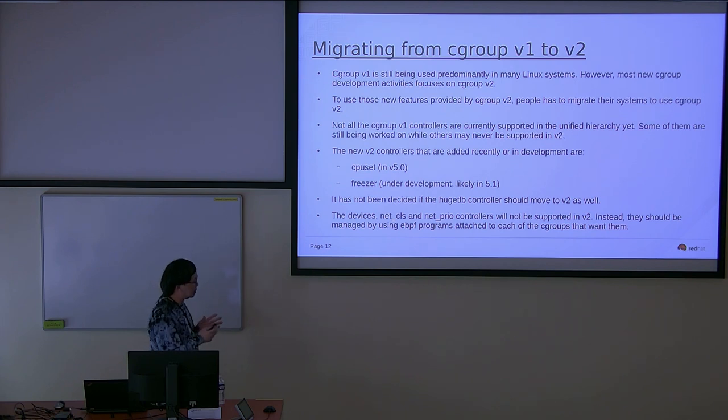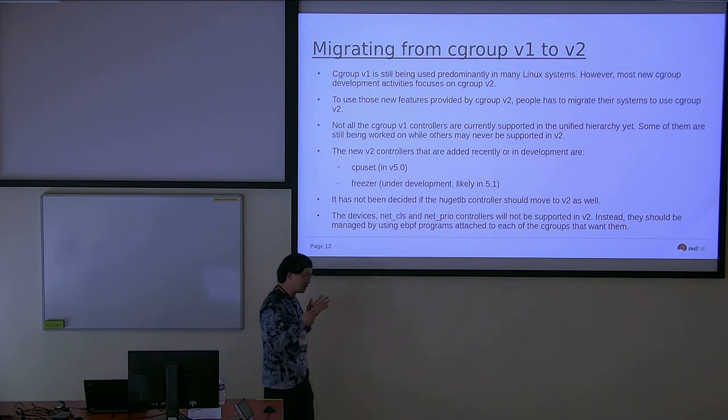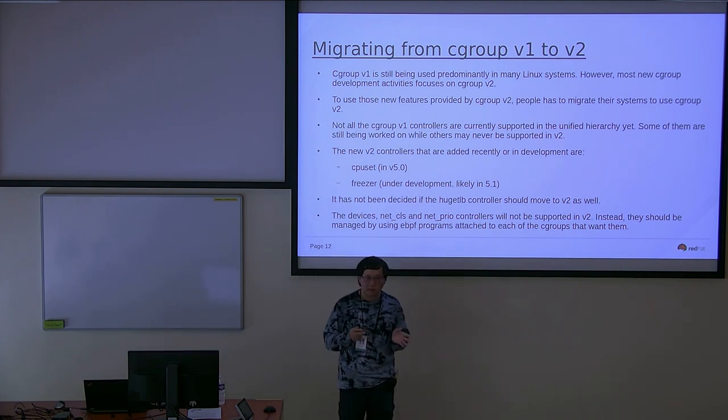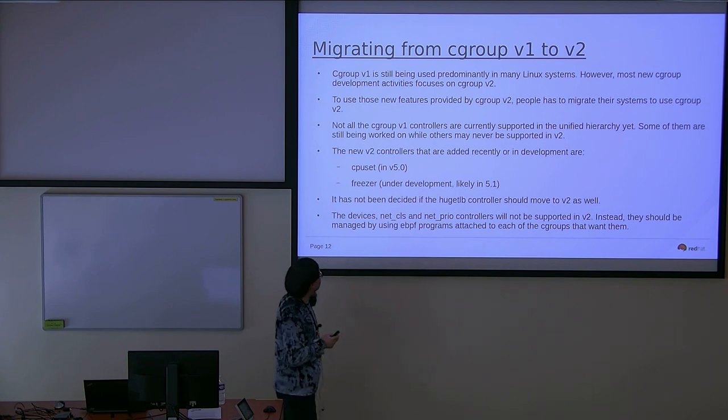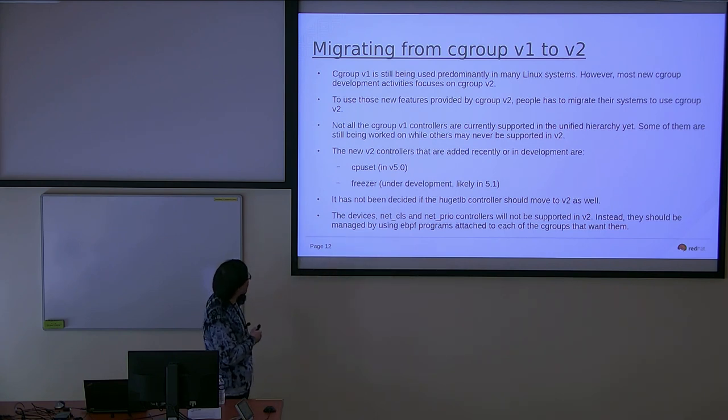About cgroup v2 migration: cgroup v1 is still predominantly used in most Linux distributions because cgroup v2 isn't complete yet. There are still some controllers under development. For the CPU set, it just recently went into the 5.0 kernel, and the freezer controller for v2 is currently being discussed upstream, and most likely it will go into 5.1, I believe.